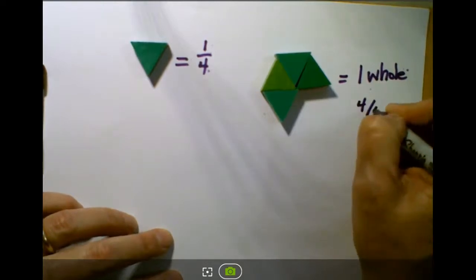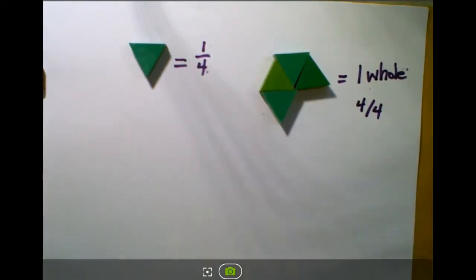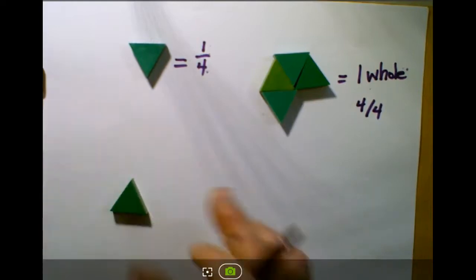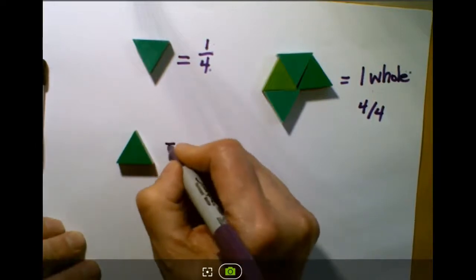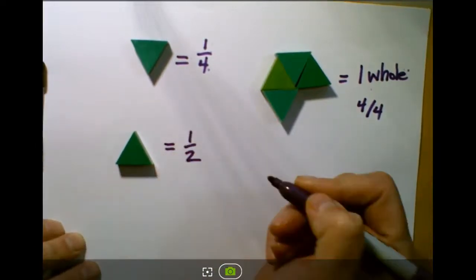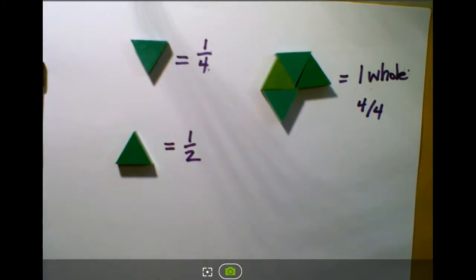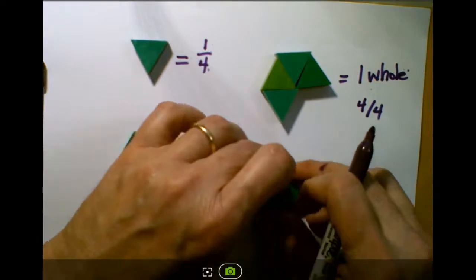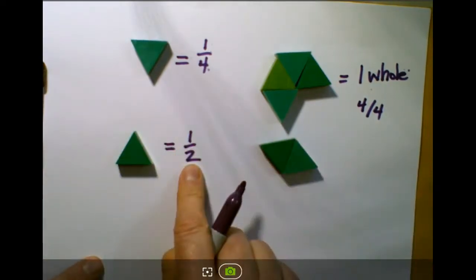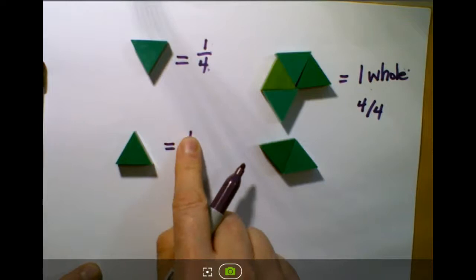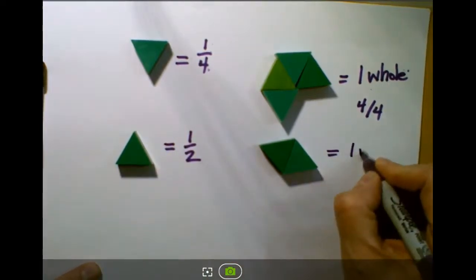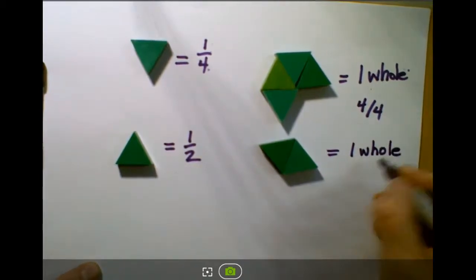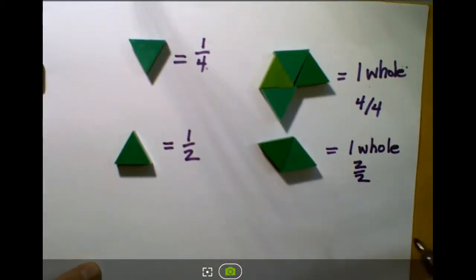And that is 4/4. And again, taking that same triangle shape, what if it equals 1/2? If it equals 1/2, then it's going to take 2 of the triangles to make a whole, because there's my unit and there's how many are in the whole, 1 out of 2. So in this case, this is equal to 1 whole, or 2 out of 2.